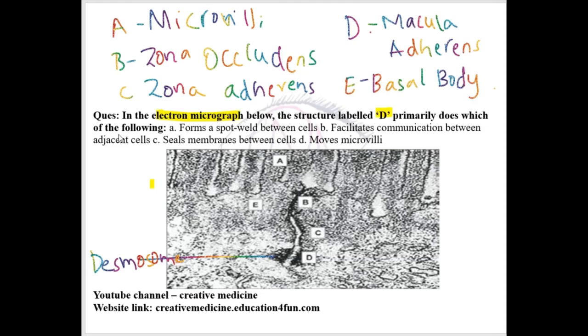Okay, so in all these, what is D? The structure labeled D is macula adherens. So what does it do? It forms a spot weld between the cells. Macula adherens will form a spot weld between the cells. That means it will help in adhesion between the two cells. Next.